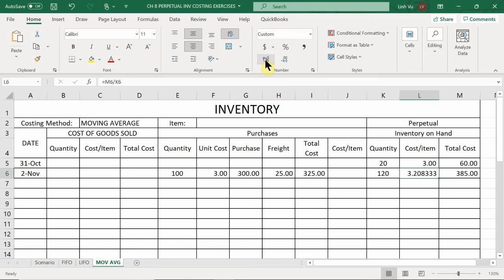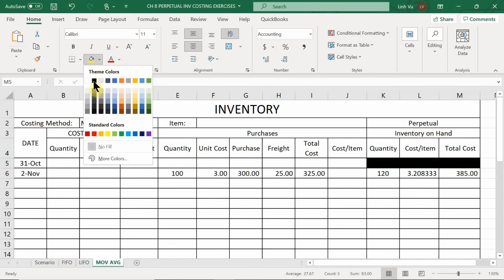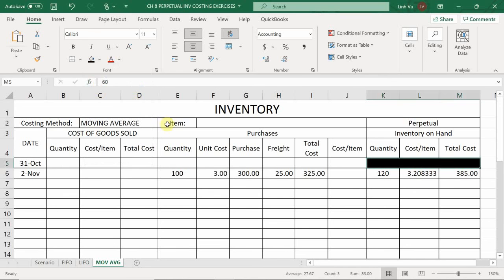In this case, it's $3.2833. So in this case, I'm going to take this right here and I'm going to black it out so I don't get confused. Okay. Right. Good.